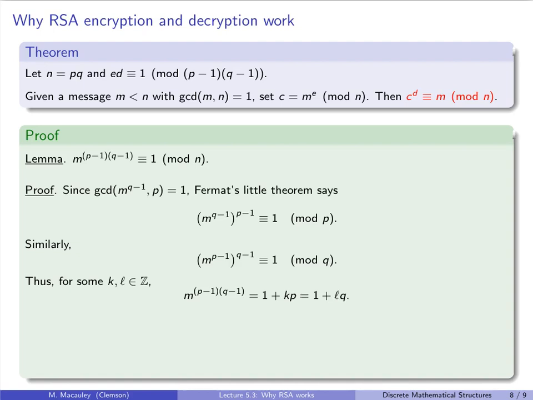This means that for some integers k and l, this number m to the (p minus 1)(q minus 1), recall that number is equivalent to 1 mod p and 1 mod q. Therefore, it is equal to 1 plus kp for some integer k and 1 plus lq for some integer l.